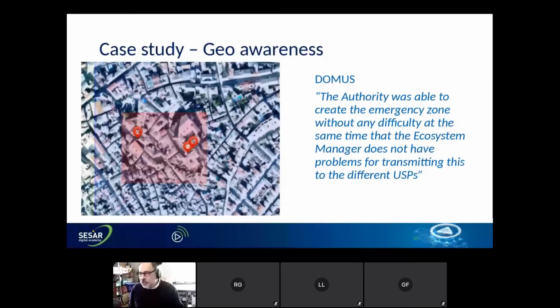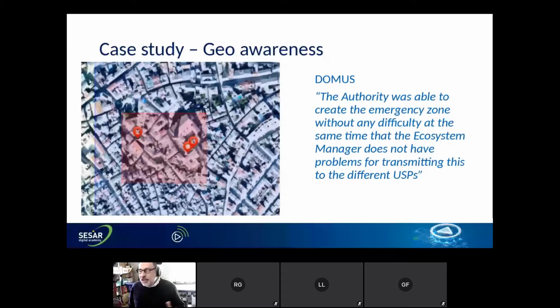And this picture, which comes from the DOMAS report, shows this pink rectangle, which is a tactically created geofence, which has been sent between the U-space service providers and is impacting 3 different drones here, shown as these little symbols on the map. And they concluded that this ability to create emergency geofences was extremely valuable, and they demonstrated that it is possible to implement this now with the current technology.